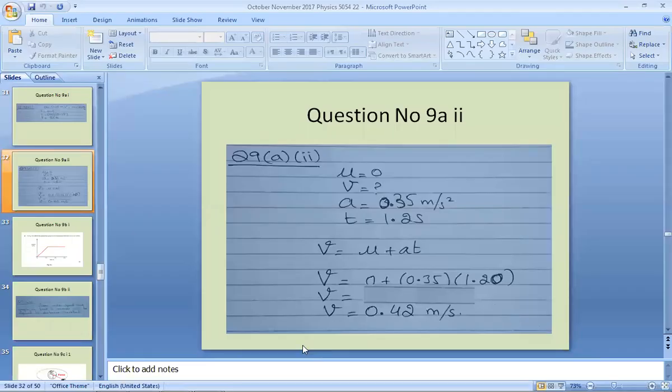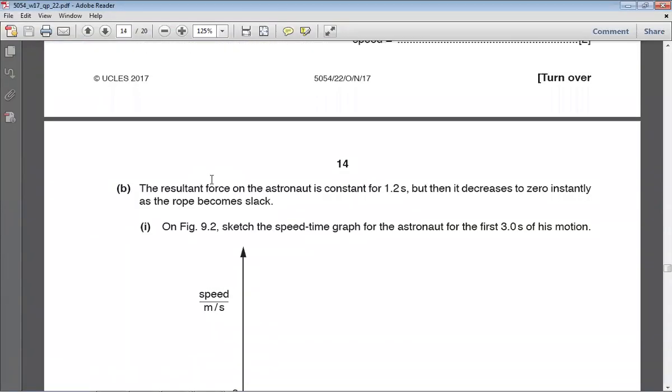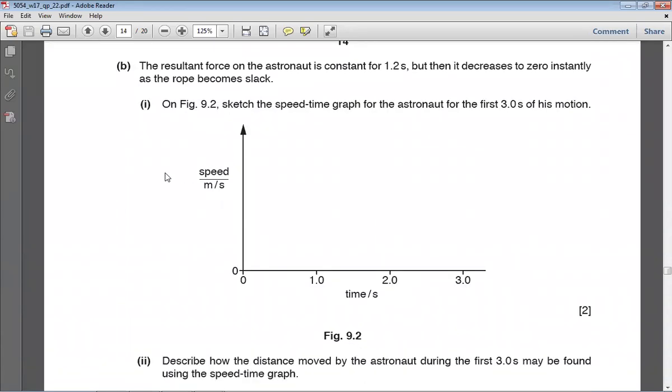Okay, so let's go to the next numerical. Next part, it was a 2-mark numerical. The resultant force on the astronaut is constant for 1.2 seconds, but then it decreases to zero instantly as the rope becomes slack. On figure 9.2, sketch the speed-time graph for the astronaut for the first 3 seconds of his motion. Now you see, for the 1.2 seconds, the resultant force is constant, so the astronaut will be accelerating at a constant rate.